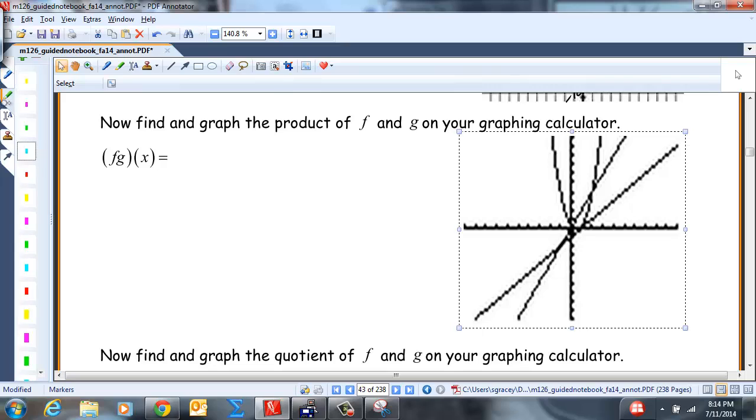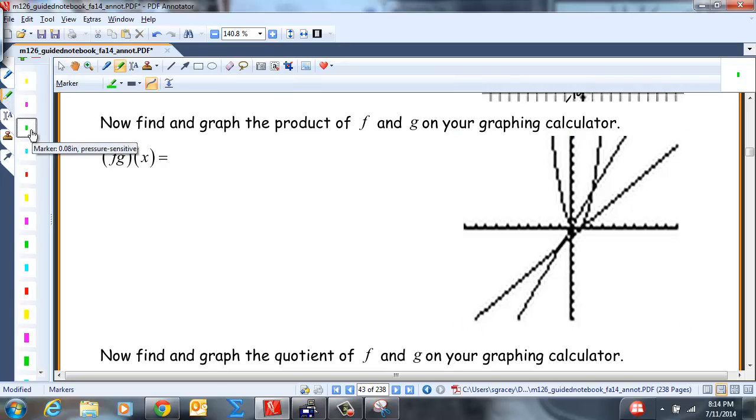So the green is our first guy, which was what, 2x? I think it's this one. And then our blue one was x minus 1, which is this guy. And then the combination, the product, is this purple one. So FG is the product.